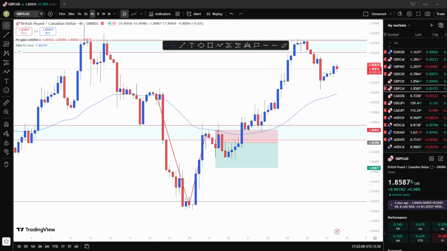That's the breakdown. GBP CAD, 4 hour, demand zone entry, resistance target, and a lesson in why being right about direction isn't the finish line. It's just the starting point.